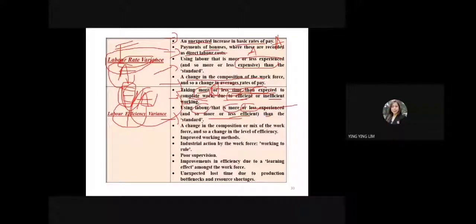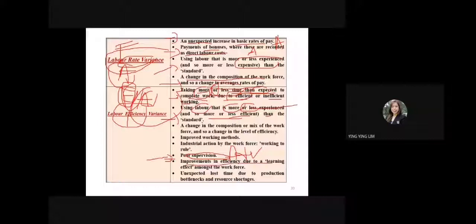Then you can talk about poor supervision. Poor supervision, it must be adverse. Due to lack of supervision from the management, it results in adverse labor efficiency.